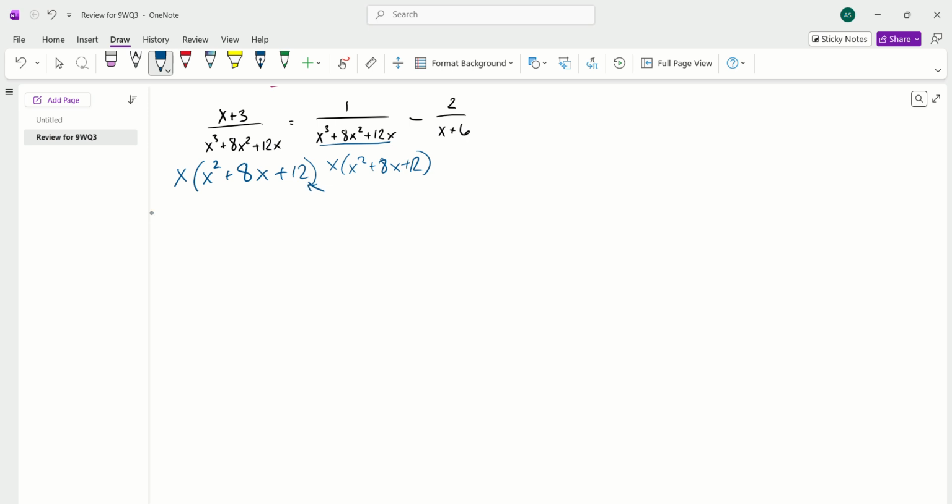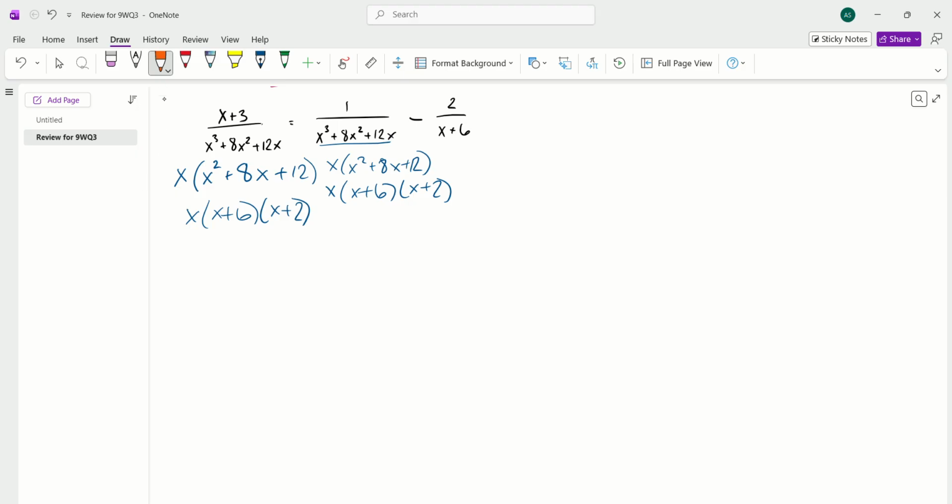I can actually factor this again though. I can think, what multiplies to 12 that adds to 8? And if you got 6 and 2, that would be correct. So then you have x plus 6 and x plus 2 as your factors.